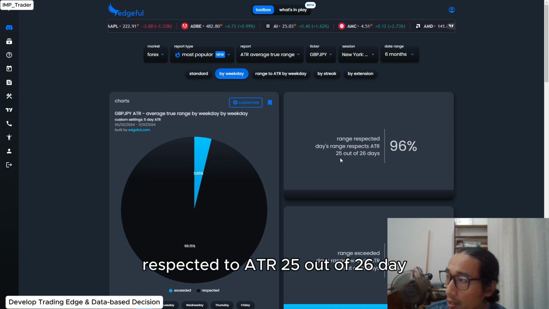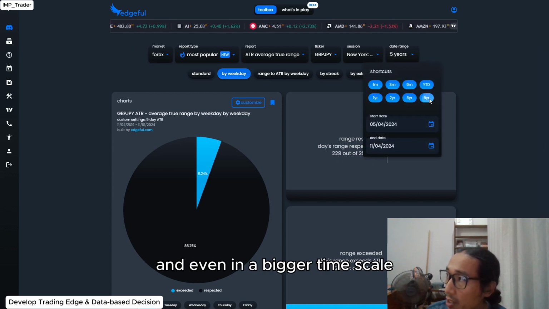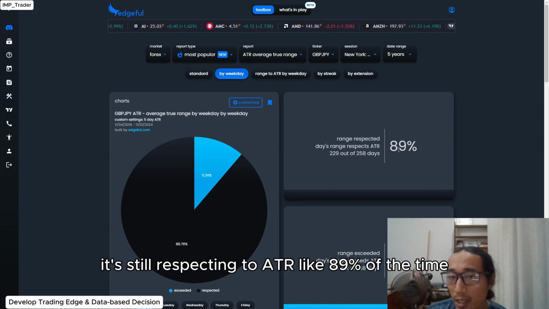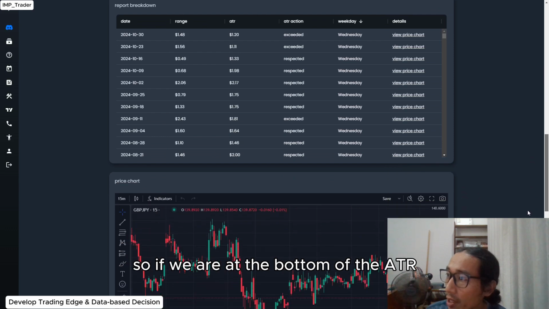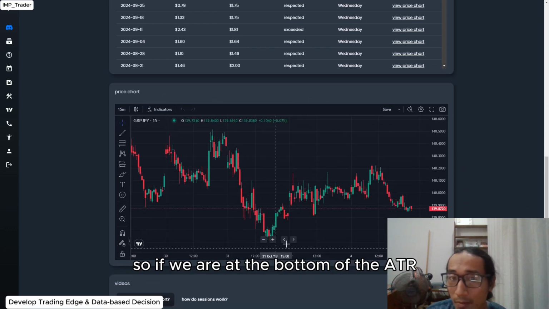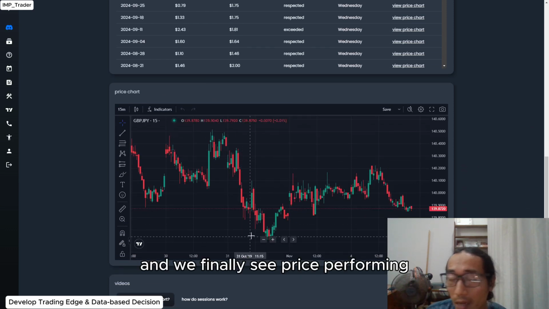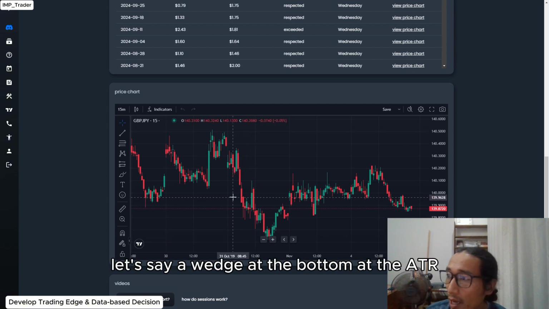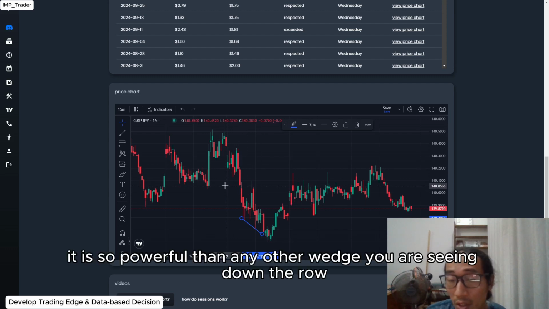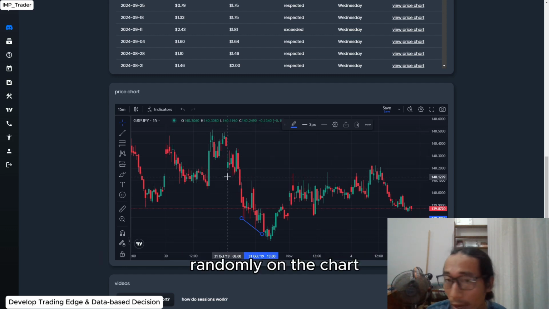and usually we have price respecting the ATR 25 out of 26 days, and even on a bigger time scale, it's still respecting the ATR like 89% of the time. So if we are at the bottom of the ATR and we finally see price forming, let's say, a wedge at the bottom of the ATR, it is so much more powerful than any other wedge you are seeing down the road randomly on the chart.